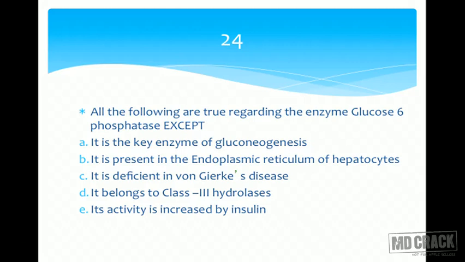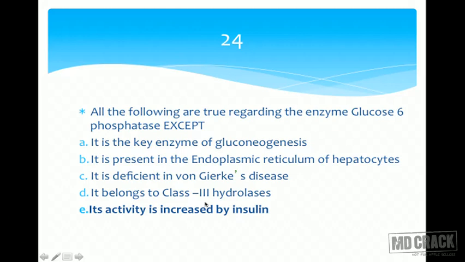You should have been able to answer. The answer is insulin. Its activity is increased by insulin? No, its activity is going to be decreased by insulin. Why? This enzyme is a key enzyme not only for gluconeogenesis but also for glycogenolysis. So they both are meant to increase the blood glucose level. Whenever insulin levels are high, we don't want to increase the blood glucose levels again, because it is already high. So in such cases, this enzyme cannot act.